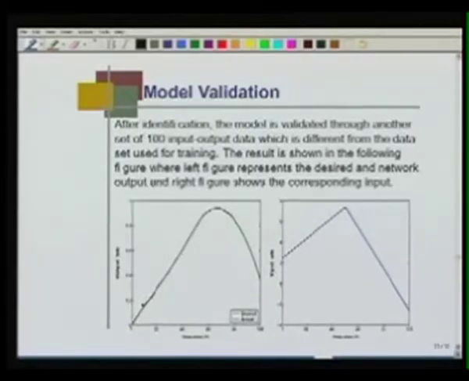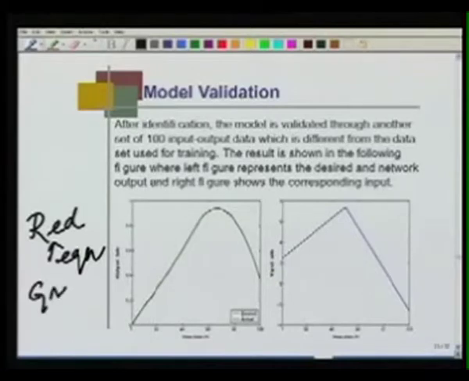So, you can see that there is a red line here and there is a green line. The red line is the desired output computed from the equation, and green is from the neural network. Okay? And both red and green are very much following each other.